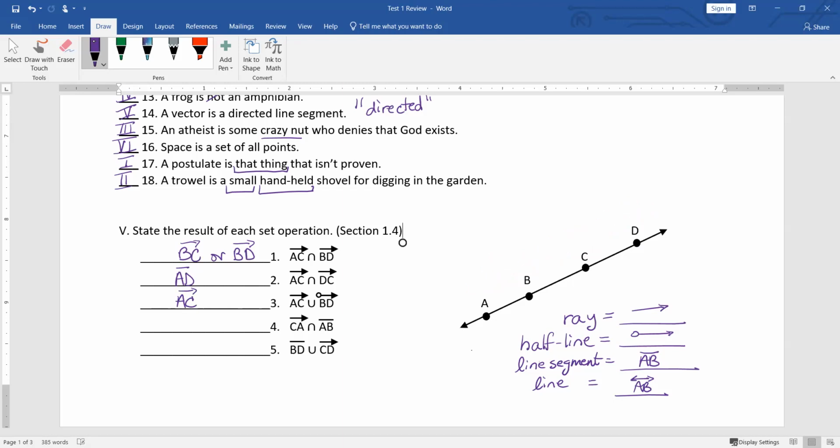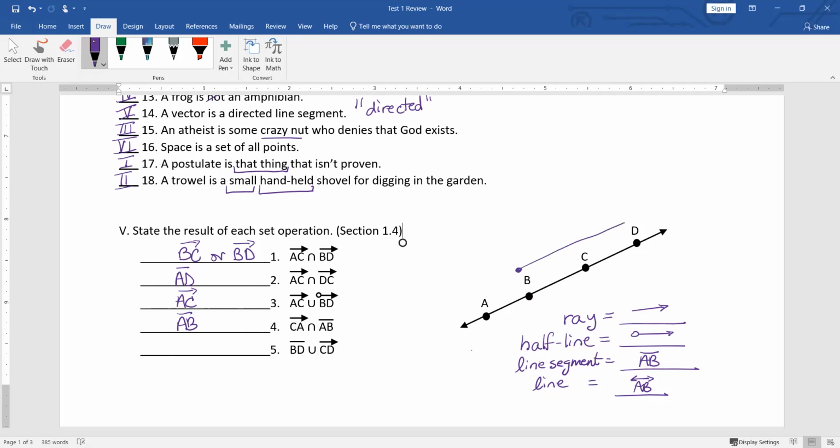Okay, on to 4. So 4 has ray CA, so we start at C, but now we're going left in the direction of A. And then we have a line segment AB. So it's A, it's B, in between. And we want the intersection. Well, it should be pretty obvious. So the intersection is that line segment because it exists inside the set of ray CA. So that means that AB, our line segment AB, is our intersection. All right, the last one here, we have BD.